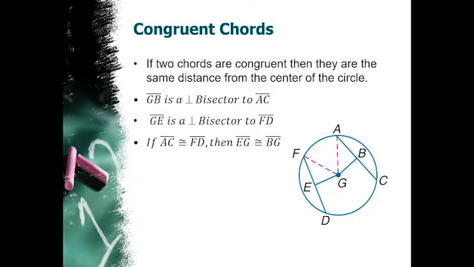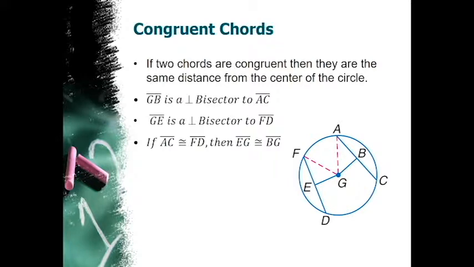So if we expand on the idea of chords, we would look at what makes chords congruent to each other within a circle. Chords end up being congruent to each other in a circle when they are the exact same distance away from the center of the circle. Any chords that are the same distance away from the center end up being congruent to each other.